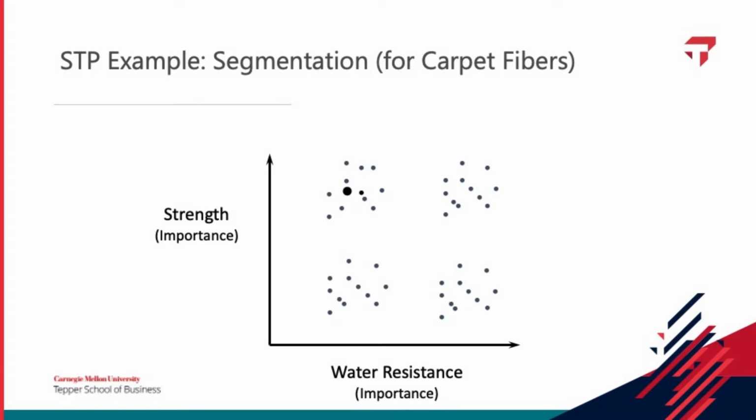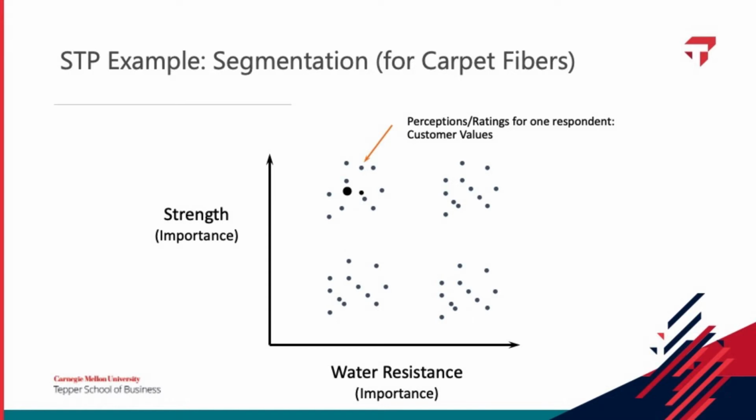And perhaps a less exciting topic to consider is the area of carpet fibers. I'm going to pick this one because it's really easy to understand the difference in how segmentation, targeting, and positioning play out. So imagine a marketplace where you have two dimensions. One is the strength of the carpet fibers, that's how resilient they are, and the other is the degree of water resistance. And each of those dots represents an individual's ratings for those two dimensions, how important they are for that customer.